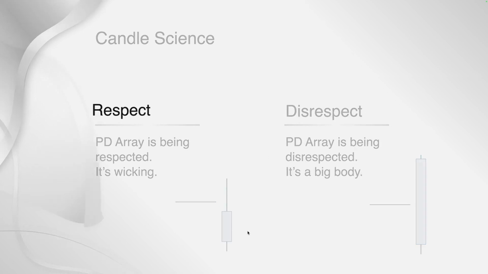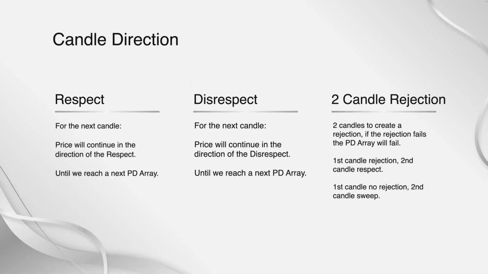Now, going over the candle direction again, that respect and disrespect leads to a 2-candle rejection, where respect and disrespect is extremely general. In general, it tells us a lot, but it does not tell us enough. It does not tell us all the small little secrets that we need to know. That is where the 2-candle rejection comes in.